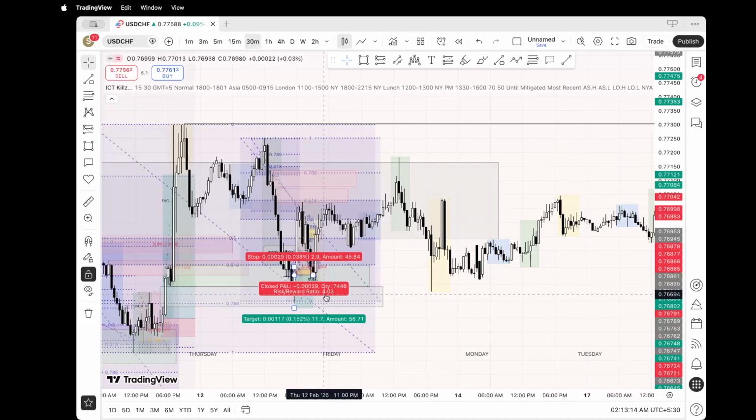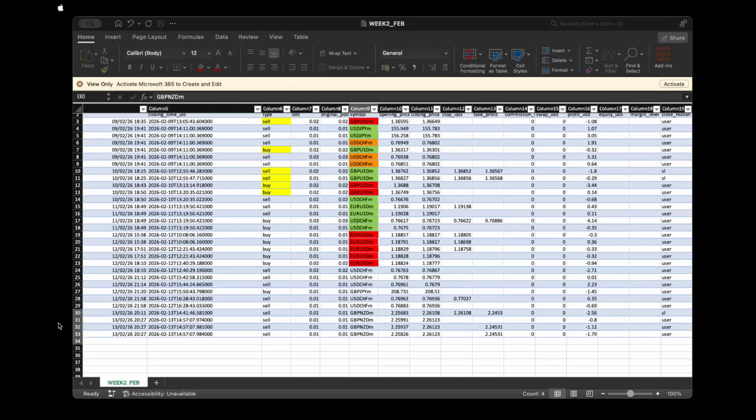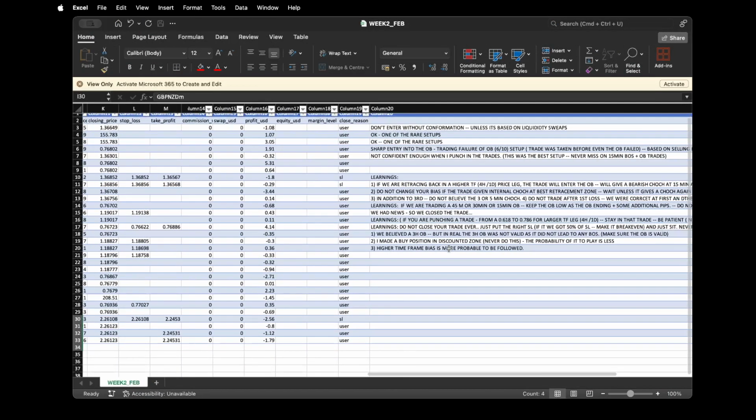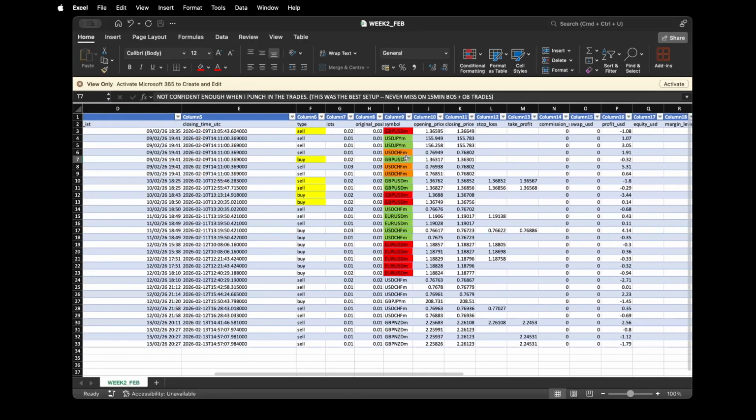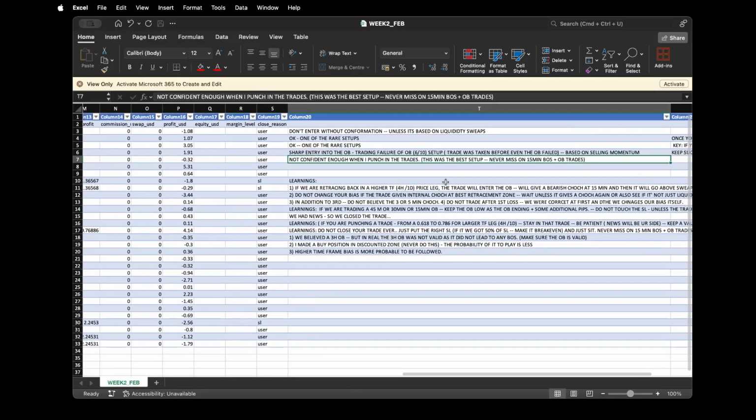First thing is, why this order block got manipulated: because we have an FVG down here. So let's go back to Excel once. I just need to do a confirmation. So learnings, if we are okay, one of the rare setups was USD JPY. No, it was not that one. Not confident enough. Missed on this based on selling.